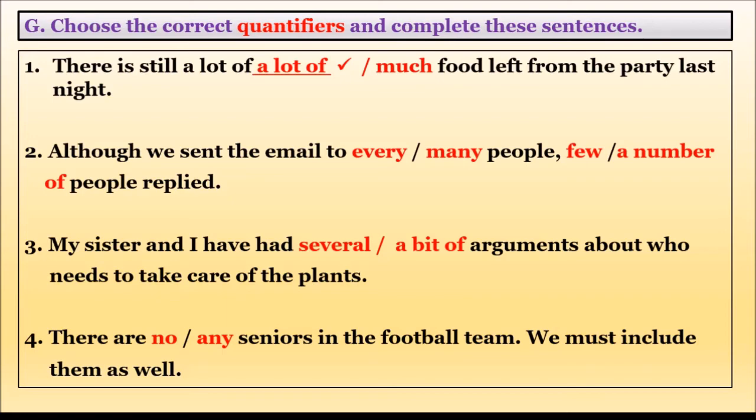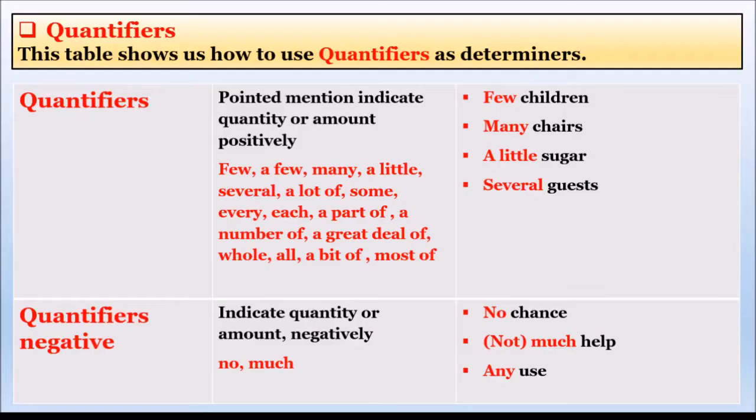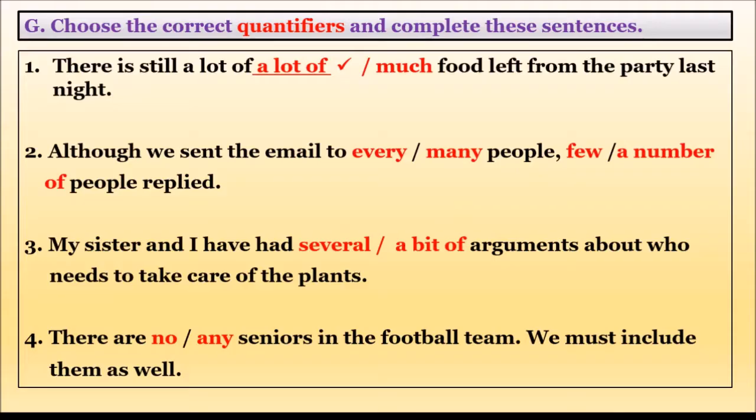Okay. Now see Roman G. In this, choose the correct quantifiers and complete these sentences. Correct quantifiers. Quantifiers positive is there, quantifiers negative is there. No and much is a negative thing, and few, a few, many, a little, several, a lot of, everything comes under quantifiers, positive things. So we have to select the right answer which suits the sentence.